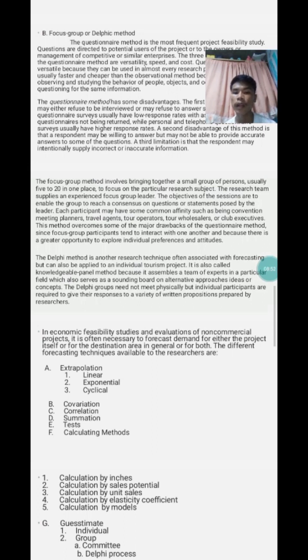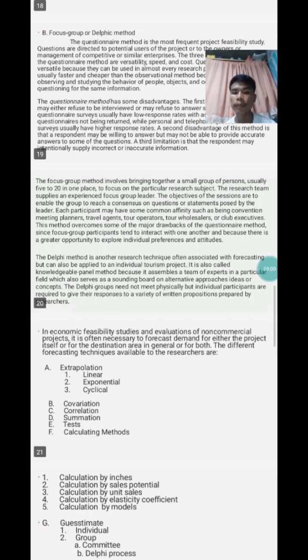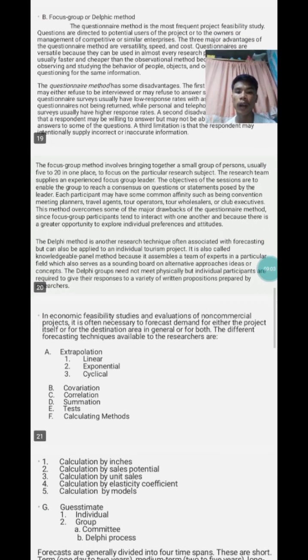This method overcomes some of the major drawbacks of the questionnaire method, since focus group participants tend to interact with one another and because there is a greater opportunity to explore individual preferences and attitudes.